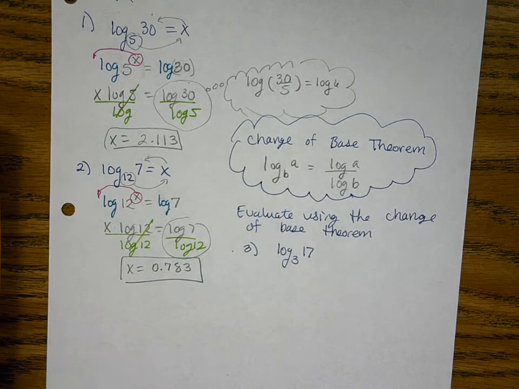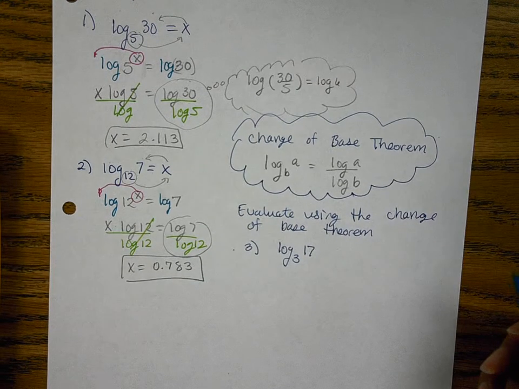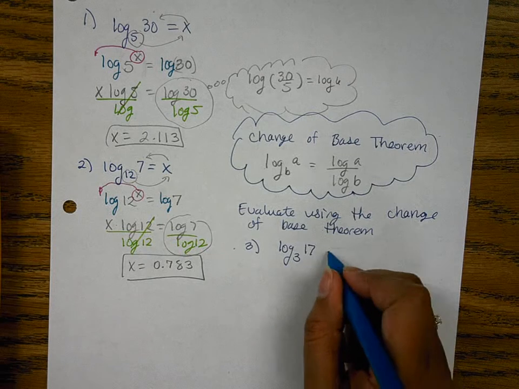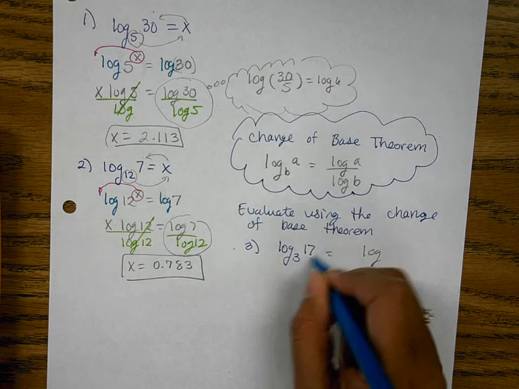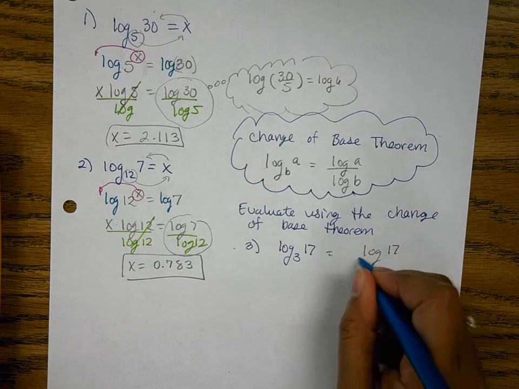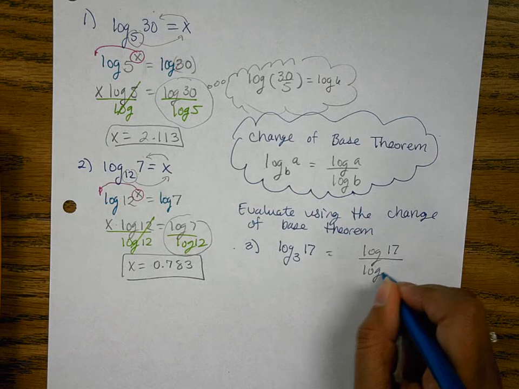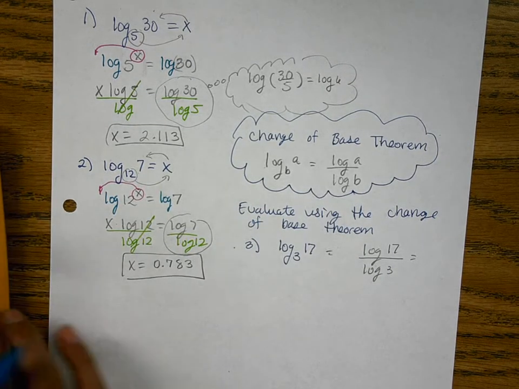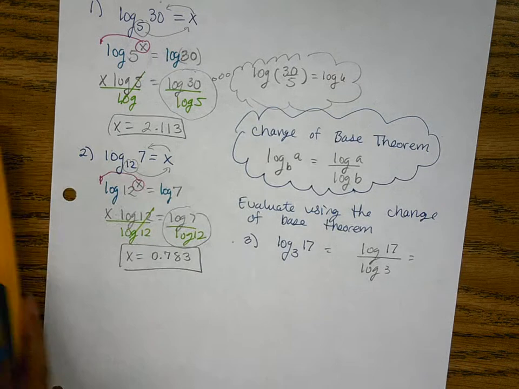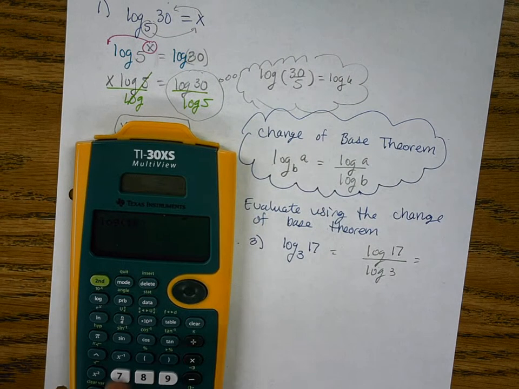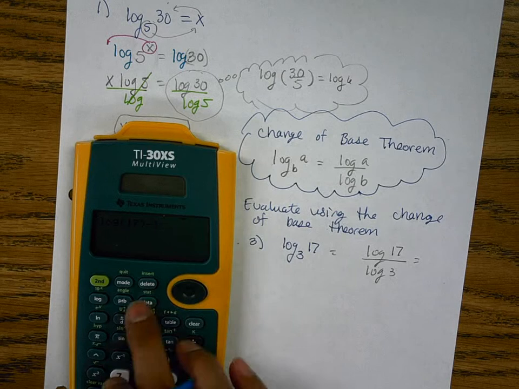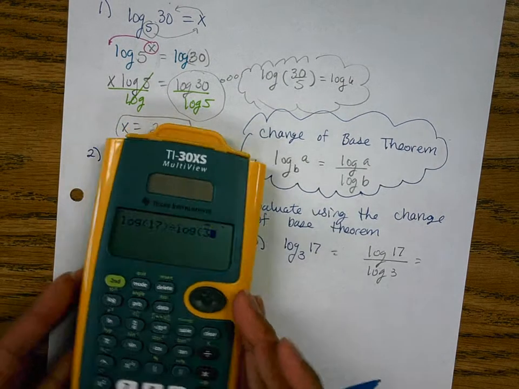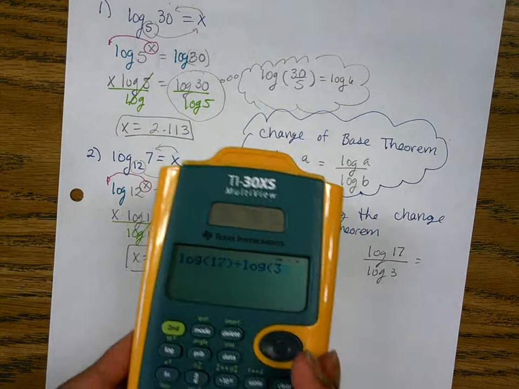Now, if you rewrote this as 3 to the x equals 17, same thing, you can't get them to the same base. So we're going to use the change of base theorem, which is log of the larger in size, 17, divided by log of the base, log of 3. And that there is what you're going to plug in your calculator. Go ahead and do that now. Log of 17, close parentheses, divided by log of 3.